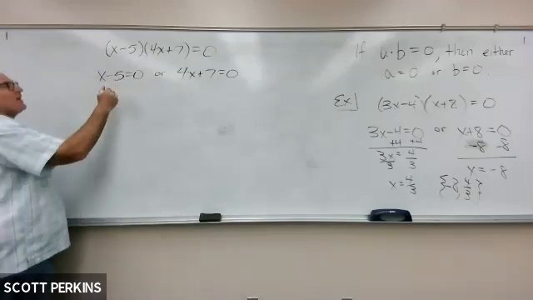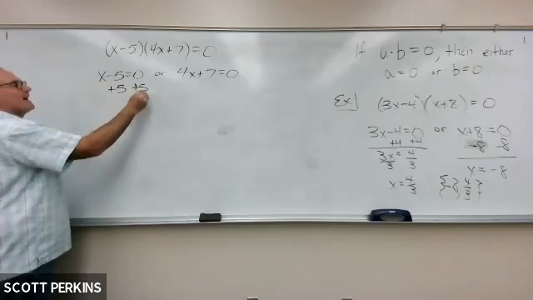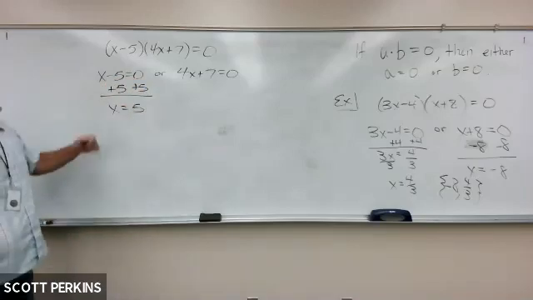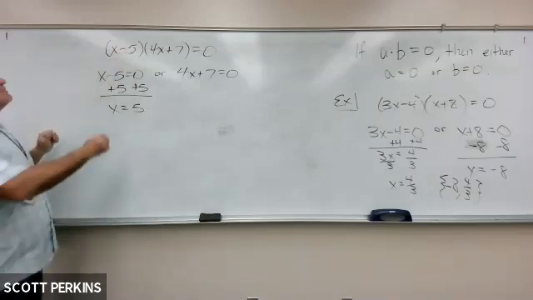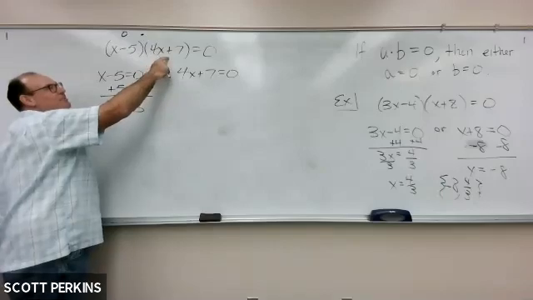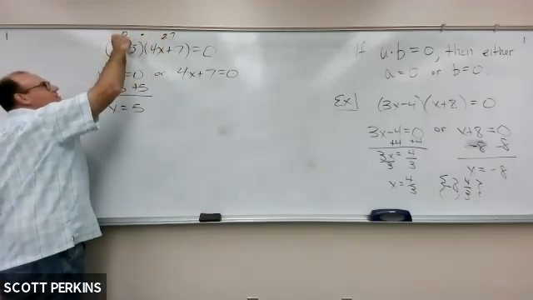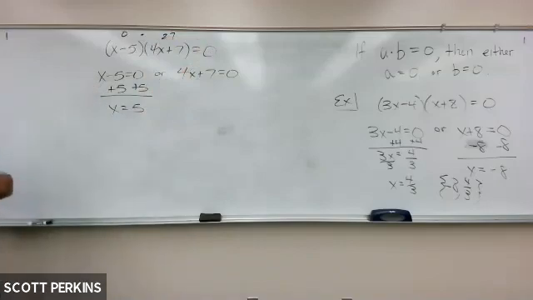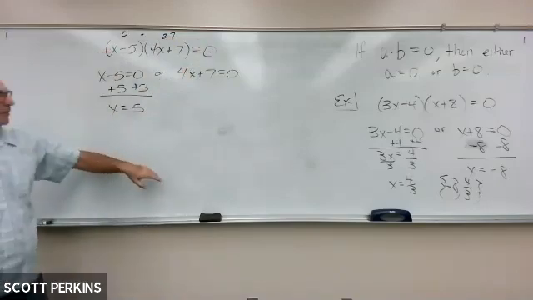If it's x minus 5, then when I add 5 to both sides, my first solution is x equals 5. Well, again, let's look at that. 5 minus 5 would be 0 times 4 times 5 is 20 plus 7 is 27. 0 times 27 is 0. That's what we've done there. Okay, this principle of zero products.